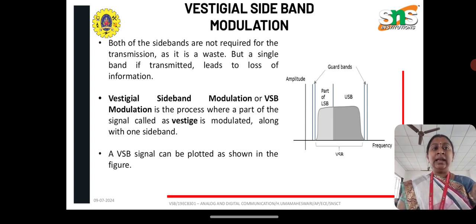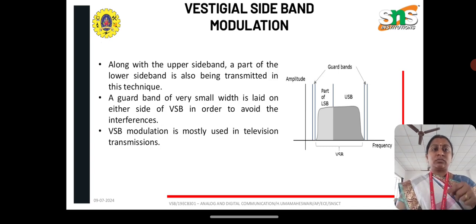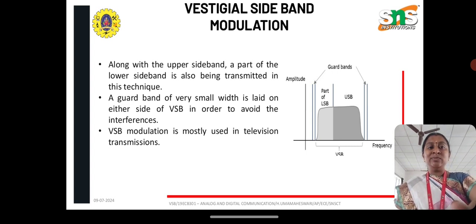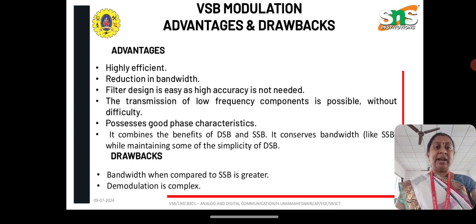Here in the diagram, the VSB is indicated with the variation of the gray color. A VSB signal has been plotted as shown. Along with the upper sideband, a part of the lower sideband is also transmitted in this technique. A guard band of very small bandwidth is laid on either side of the VSB in order to avoid interference. VSB modulation is mostly used in television transmissions.